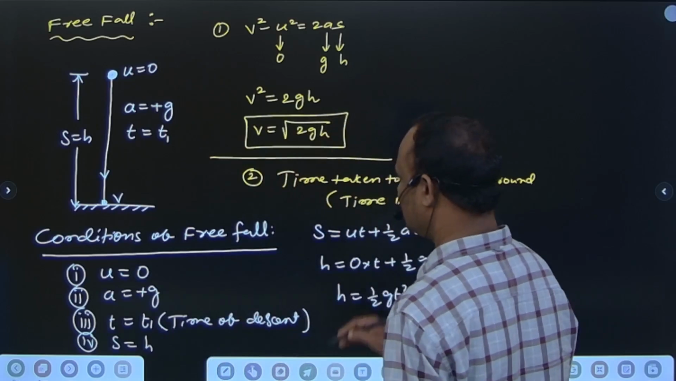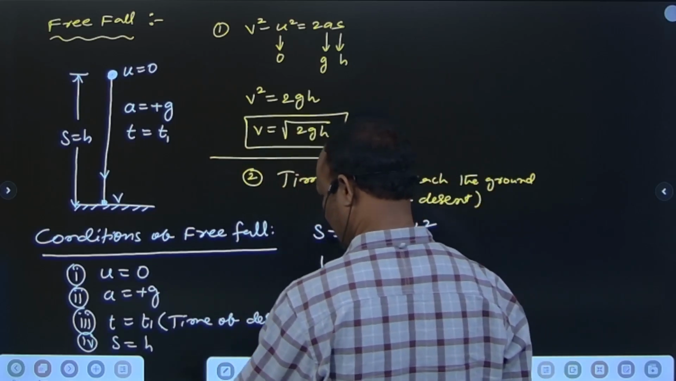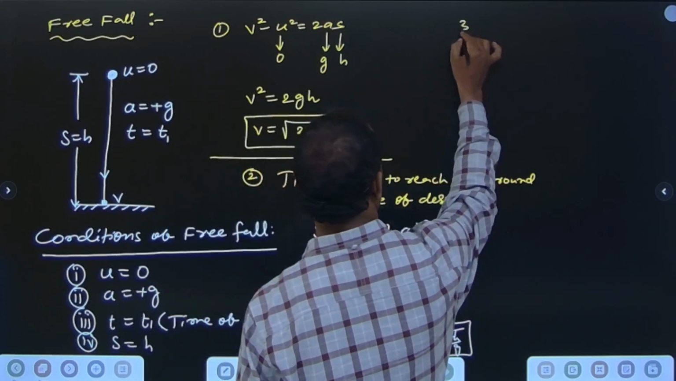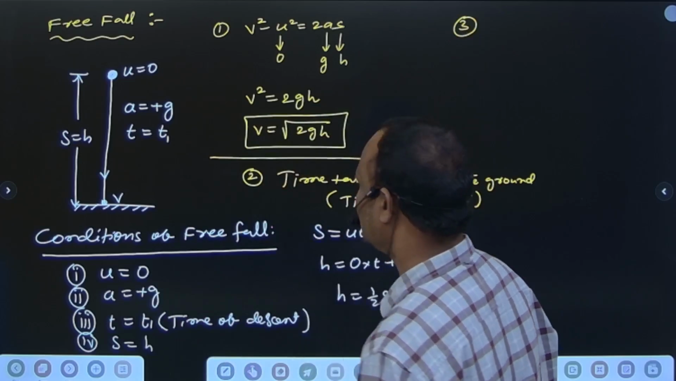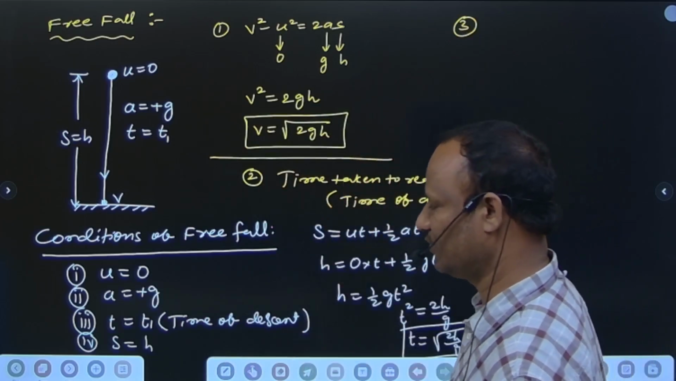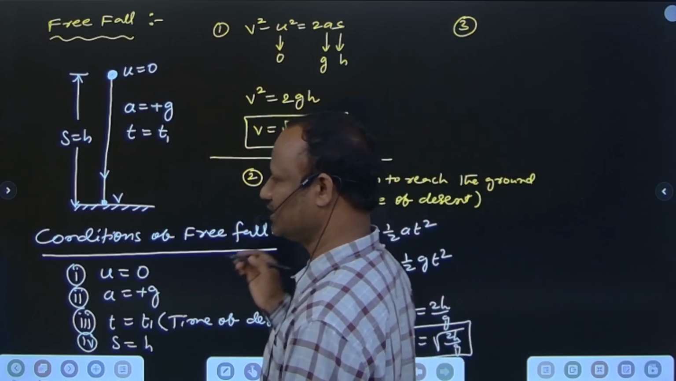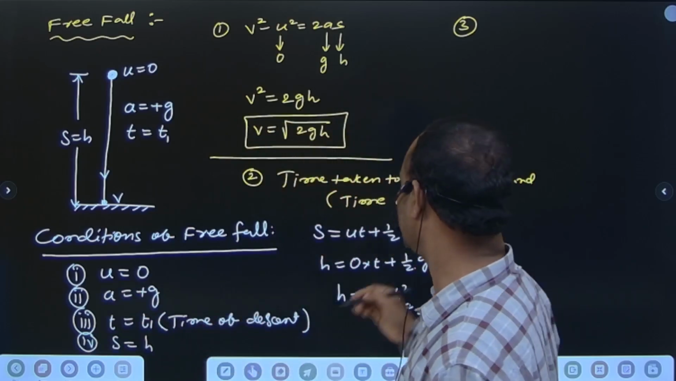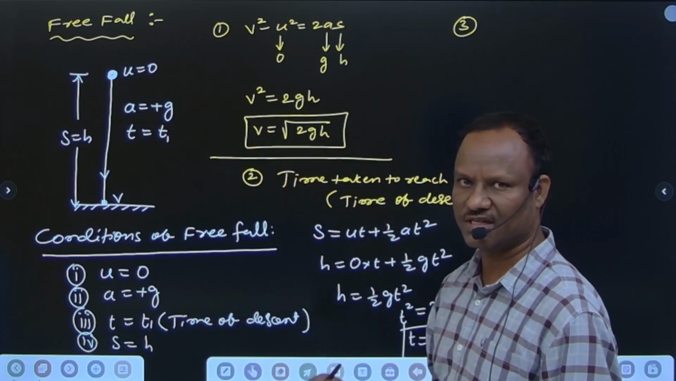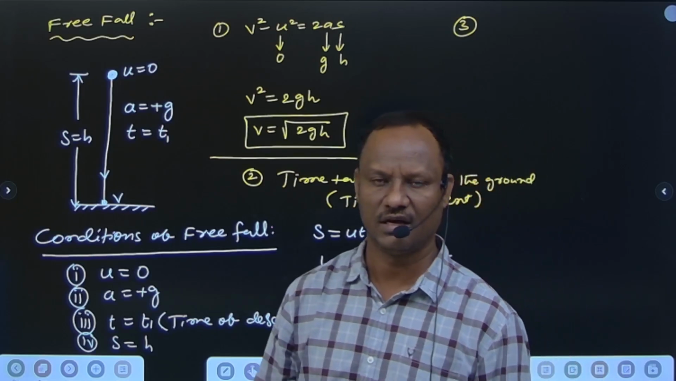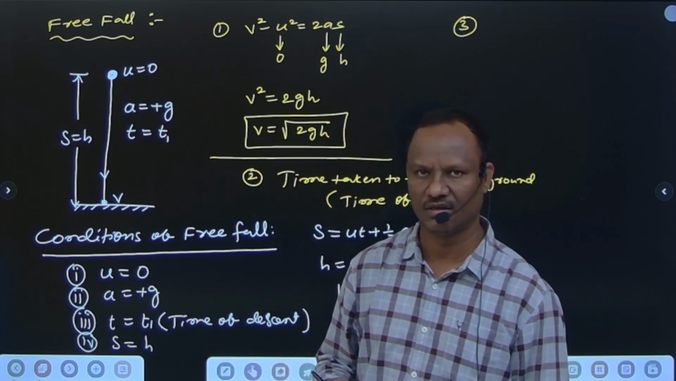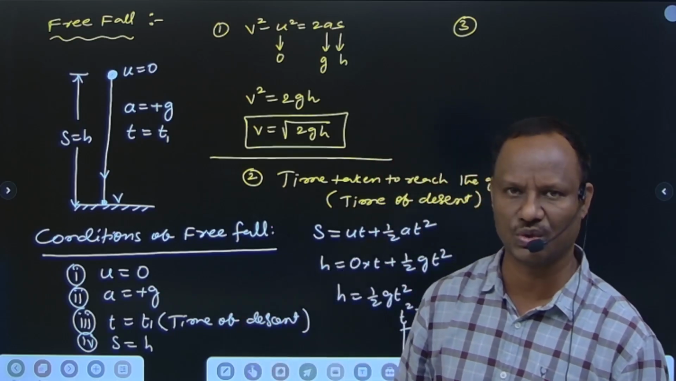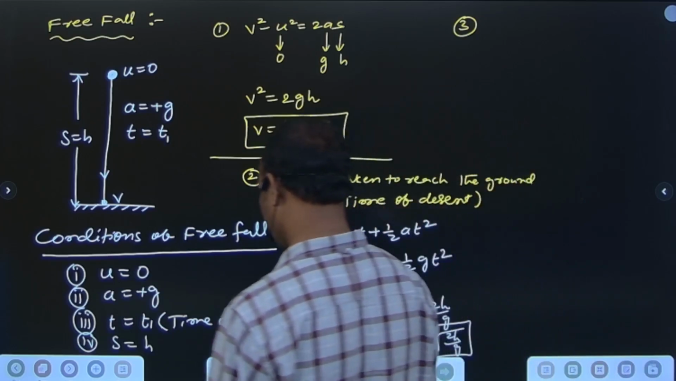In free fall, we may see one more type of question, the third one. If the body is freely falling, what is the ratio of distances traveled in 1 second, 2 seconds, 3 seconds, and in the first second, second second, third second, and in successive equal intervals of time, such as 2 seconds, 2 seconds, 2 seconds, and so on? How can we do such questions?